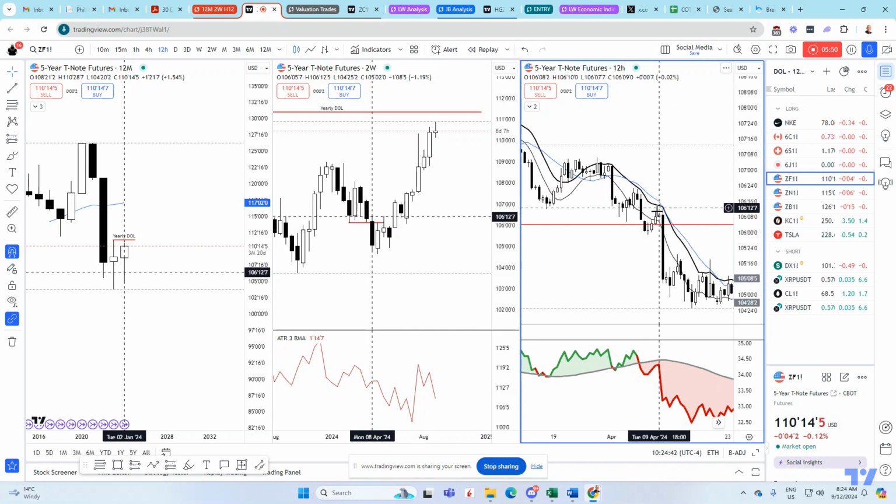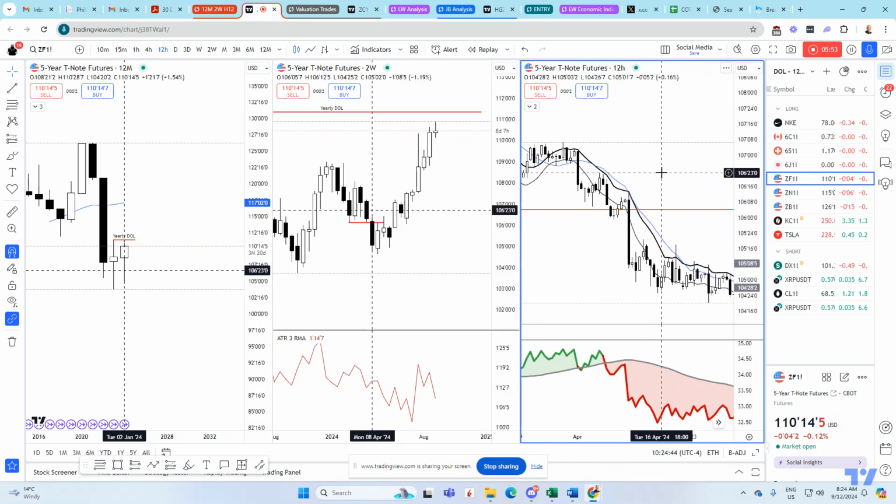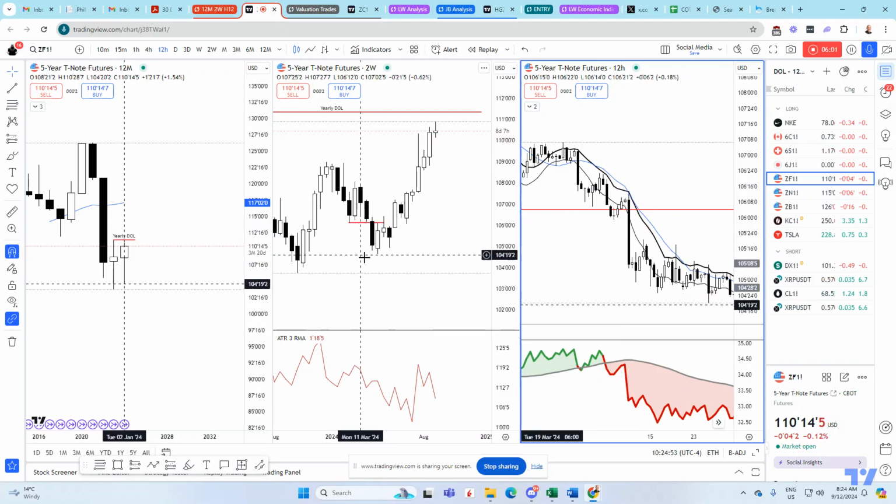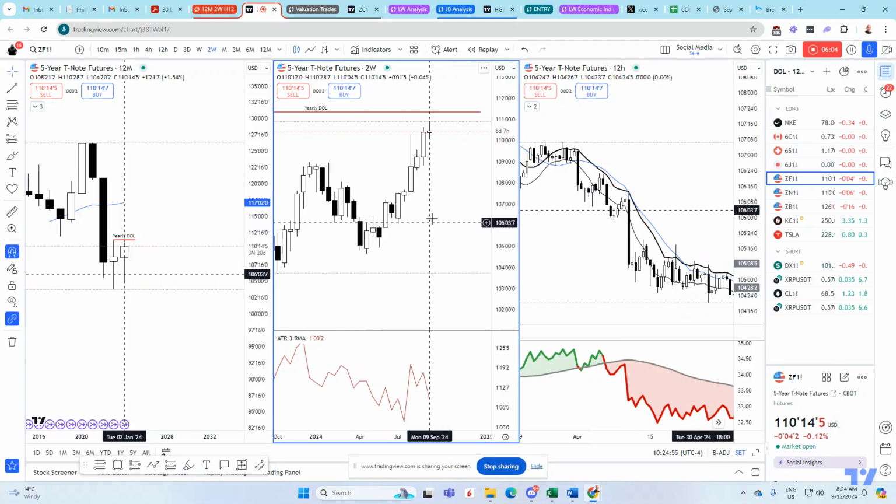That would have been a satisfactory entry, which quickly got stopped out. As we can see, we didn't get any other entry. We didn't get an 18 period moving average entry or a moving average channel entry. So we go on. 2 losses accrued trying to long the bonds.